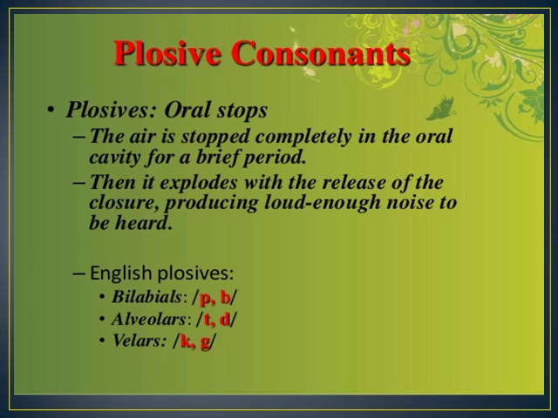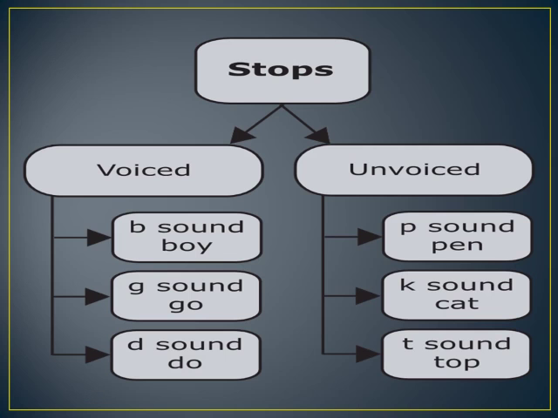So there are six plosives: p, b, t, d, k, and g. I have taken this picture because it clearly shows that three stops or plosives are voiced and three plosives or stops are unvoiced. B, g, and d are voiced, for example, boy, go, do, and p, k, and t are unvoiced, for example, pen, cat, and top.